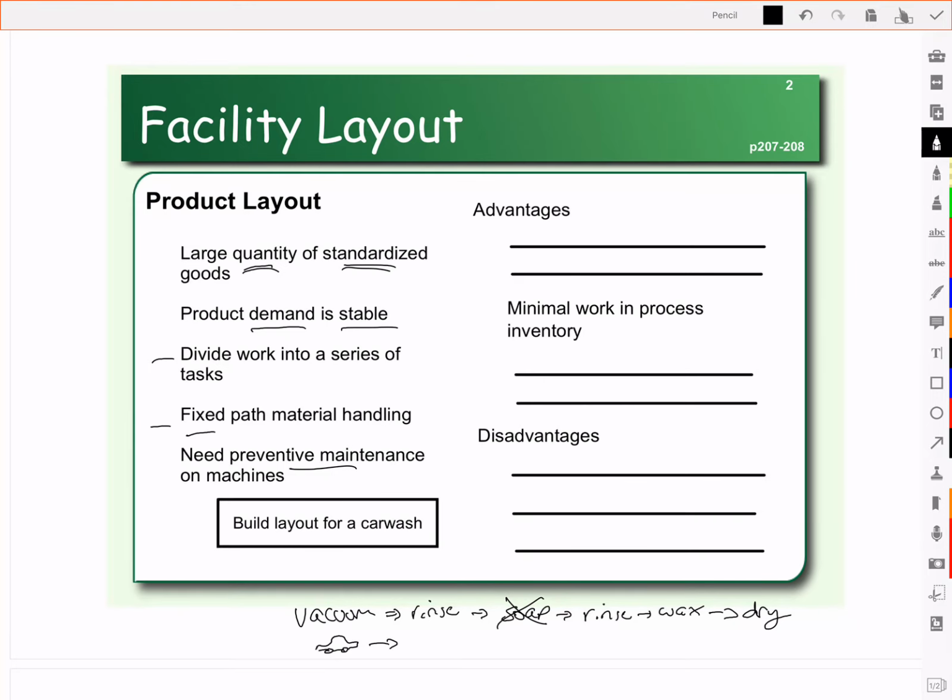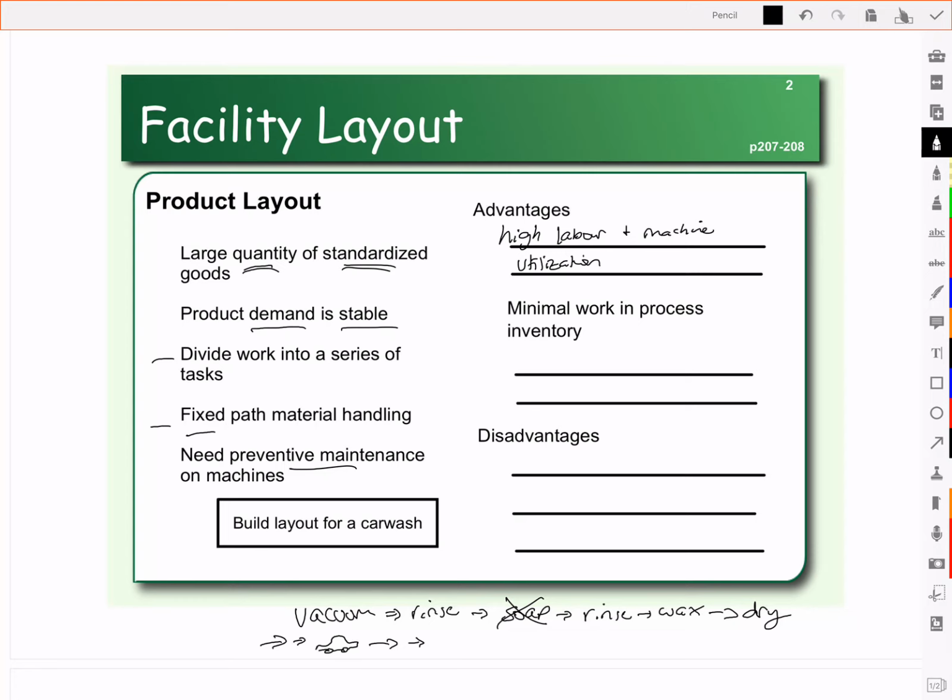Now, the benefit of having a product layout is that we have high labor and machine utilization. If we're going through a lot of units and they are basically standardized, large quantity, everything's following the same route, then all our machines and all our people are constantly working to make more units, or wash more cars. And so our utilization rates are really high when it comes to a product layout.